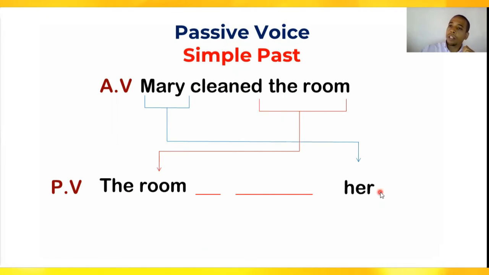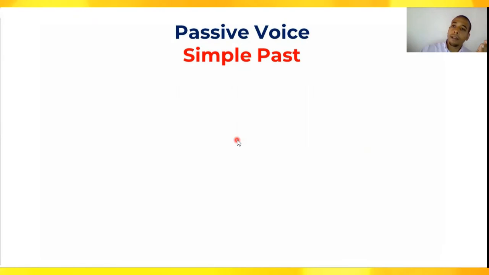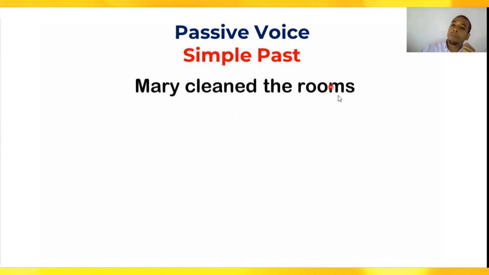Here, object pronoun. We use by, verb to be, but in this case, the verb to be is in past tense because the original verb is in past tense. So singular form verb to be was. The same past participle ed cleaned. So the room was cleaned by her. Passive voice, simple past. Let's do the same example in here, but with plural form.